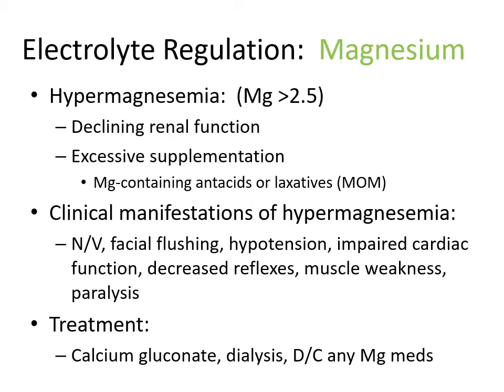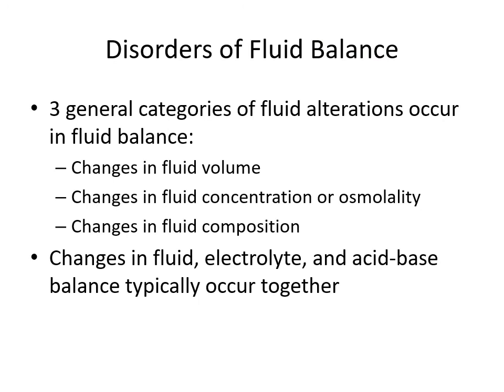The clinical manifestations of high magnesium include nausea and vomiting, facial flushing, hypotension, impaired cardiac function, decreased reflexes, muscle weakness, and paralysis. The treatment includes calcium gluconate, dialysis, and discontinuing any magnesium-containing medications. And with that, we've discussed our electrolytes, and we'll move into our disorders of fluid balance.